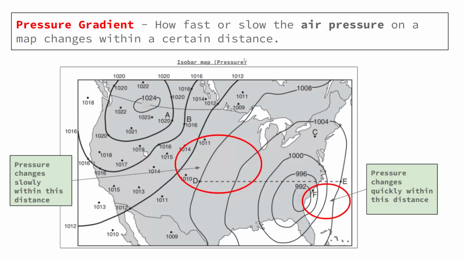What about pressure? Well, pressure gradient is how fast or slow the air pressure on a map changes within a certain distance. So this is an isobar map or an air pressure map. Notice that in this area, my pressure changes very slowly within this distance. My values for pressure are changing slowly, right? But in this area, my pressure is changing quickly. My values or lines representing pressure are changing very quickly in this area of my map.